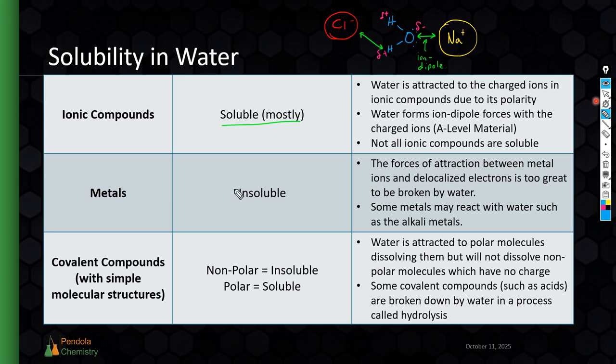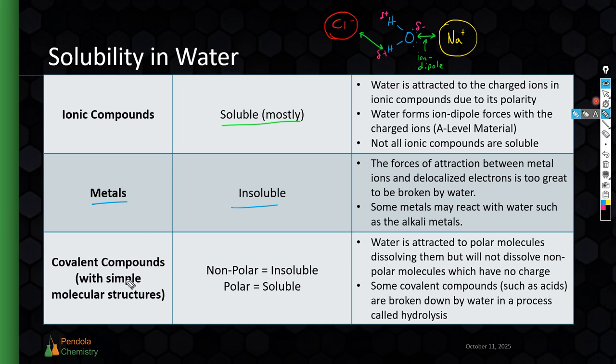Metals, on the other hand, are all insoluble in water. And that should be pretty straightforward, right? You throw a piece of iron in water, it's not going to dissolve. Otherwise, we would have bridges that go over lakes or rivers. The force of attraction between the metal ions and the delocalised electrons, aka the metallic bonds, are too strong. They're too great to be broken by water. Some metals may react with water, like some of the alkali metals do, but they will not dissolve in water. So that's pretty straightforward. Finally, we get to covalent compounds.